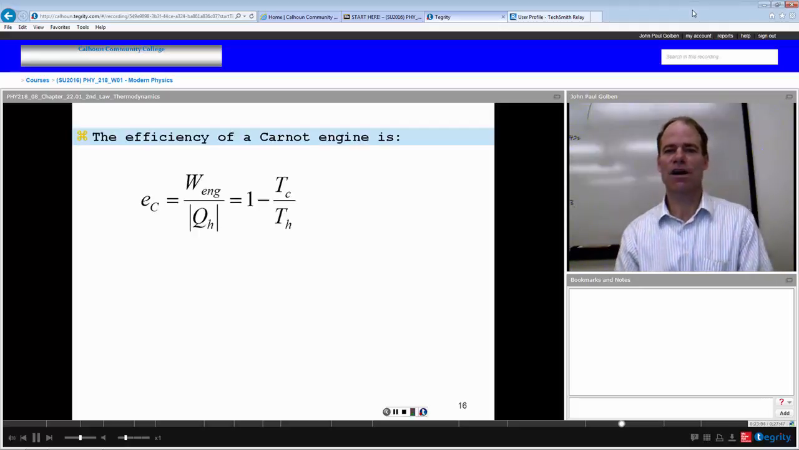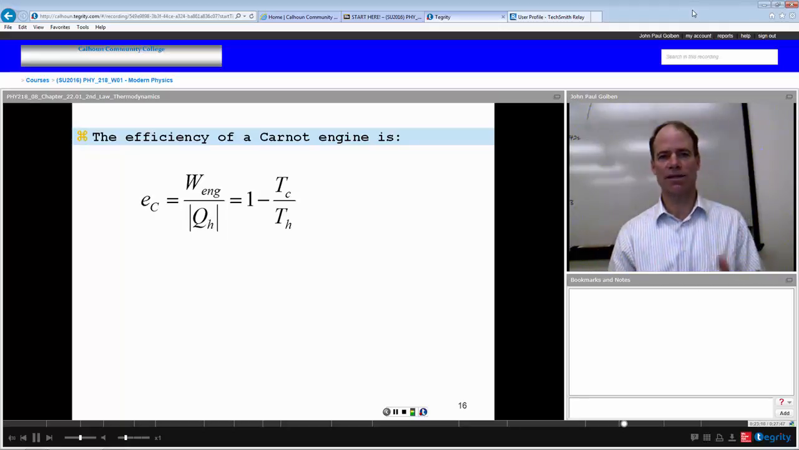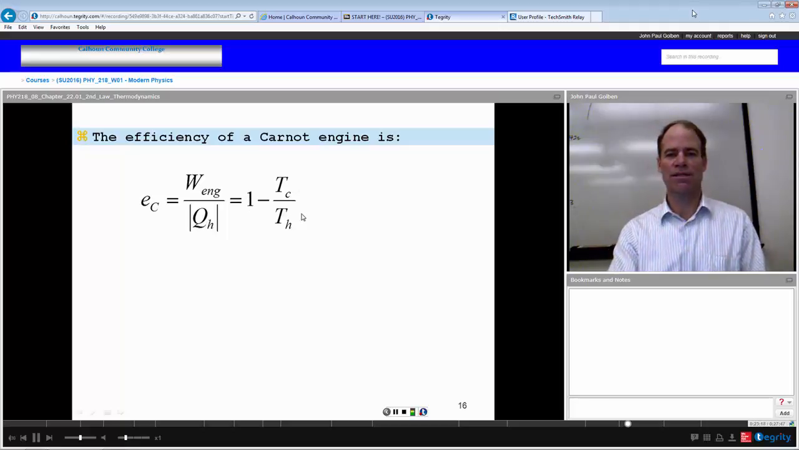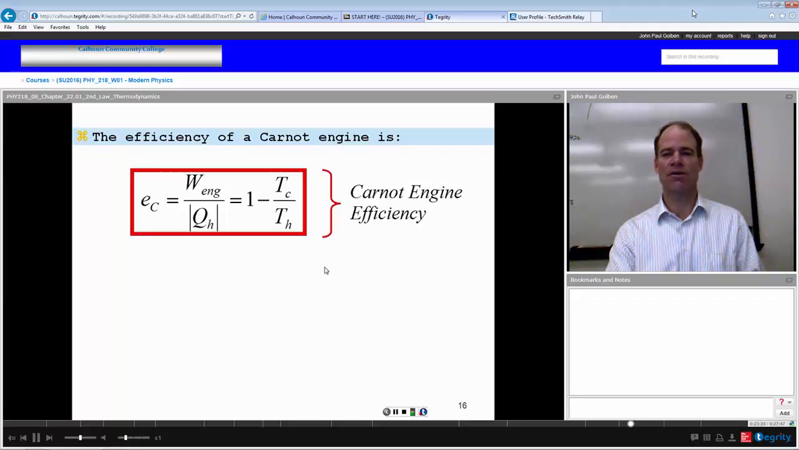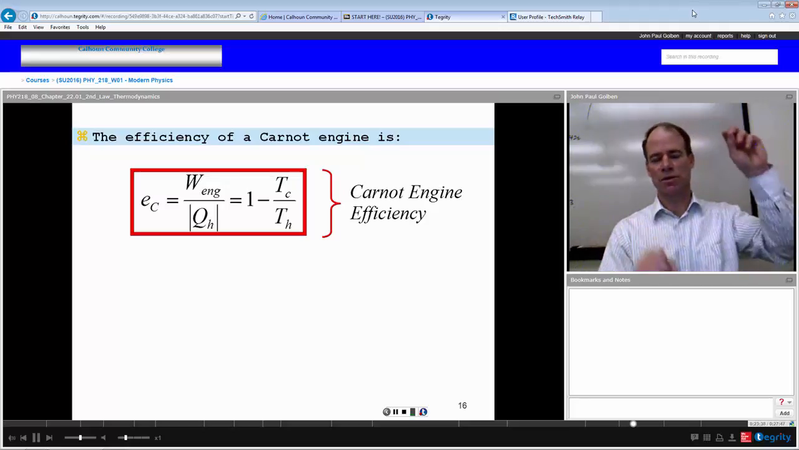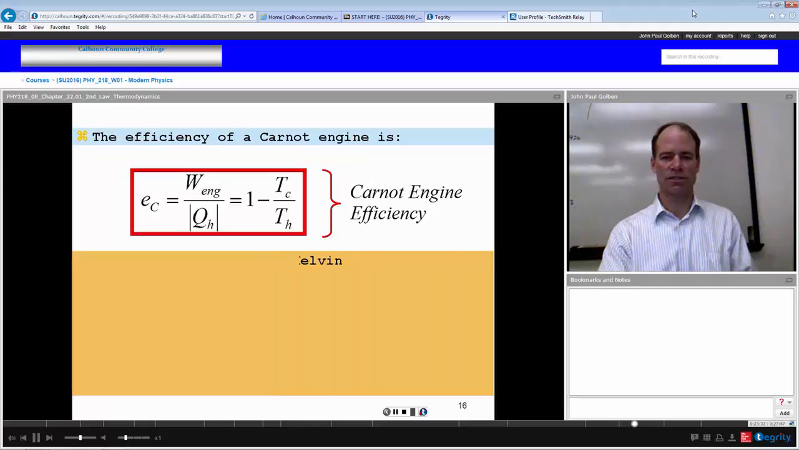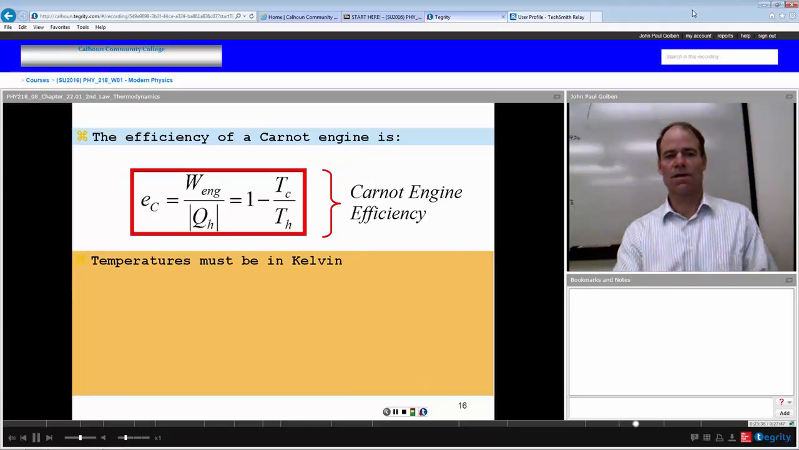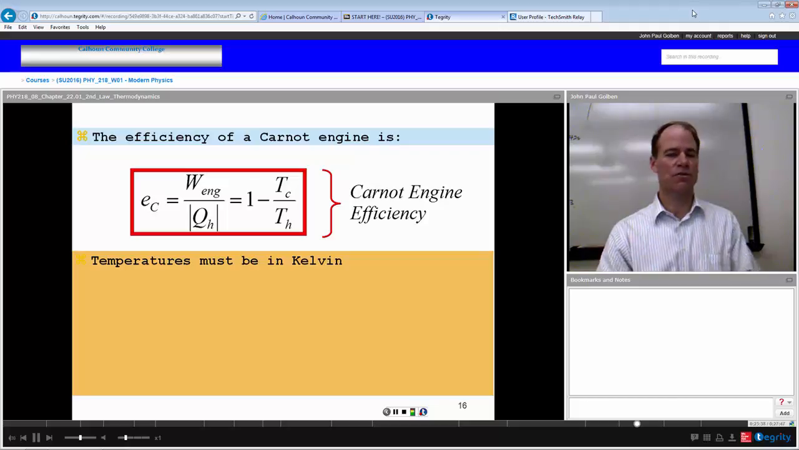The efficiency of a Carnot engine is what we hope to gain over what we got. What we hope to gain is work done by our engine, and what we got was the heat input from the hot reservoir. That is equal to 1 minus the temperature of the cold reservoir over the temperature of the hot reservoir. That is the Carnot engine efficiency, and that is the best possible efficiency we can get between 2 temperatures established in our engine. These temperatures must be in Kelvin. So if you use this Carnot efficiency equation, you must change all of your temperatures to Kelvin to use this equation.